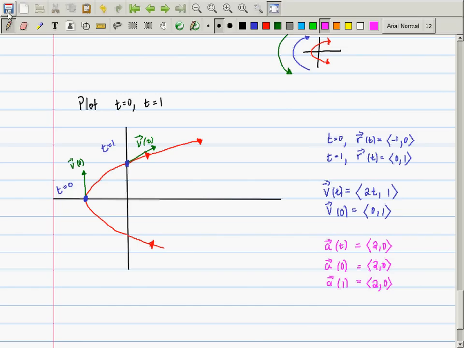Okay, good. So then the acceleration vector is constant, meaning no matter where you are on the graph, it always looks like this. So the acceleration is pointing to the right there. The acceleration is pointing to the right there. How about right here? Where is it pointing? To the right. Good. No matter where you are, it's always pointing to the right.